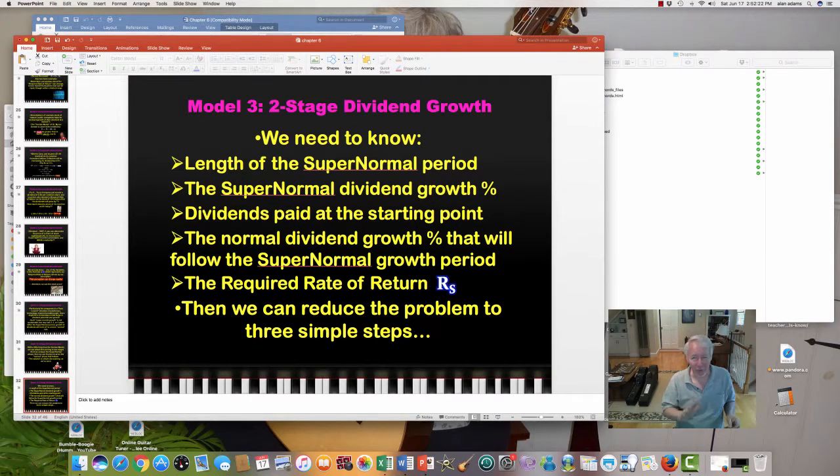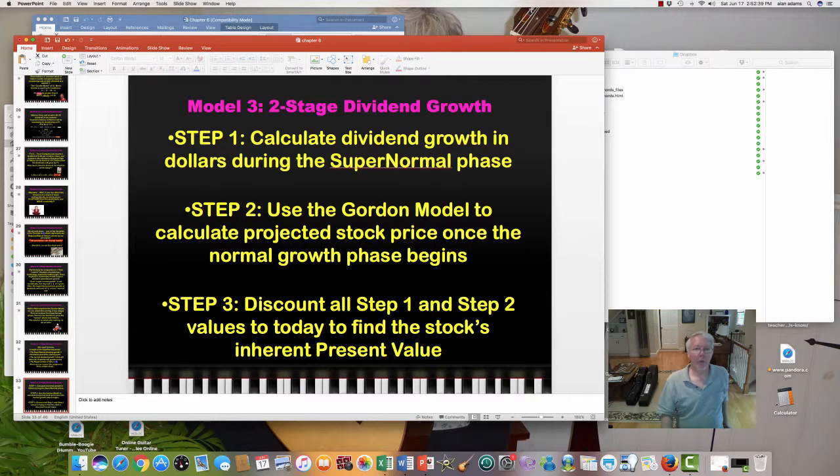Now, please note something, right? In Model 1, Model 2, and now this Model 3, these are all very procedural. Follow the steps, okay? If it works here, if it works in the homework, it's going to work on a quiz. No one can change those rules. Here are the 3 steps in a two-stage supernormal dividend growth situation. Step 1, we're going to calculate the dividend growth during the supernormal phase. Dividends will be growing. Step 2, now we're beyond that supernormal phase. We enter the normal growth phase. That means you can use the Gordon model.